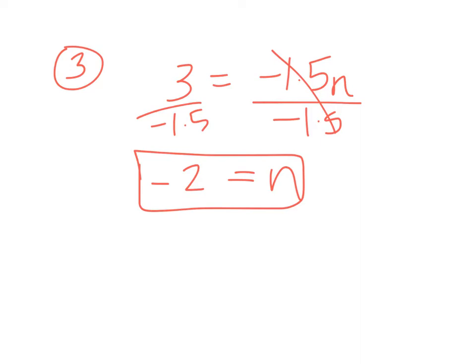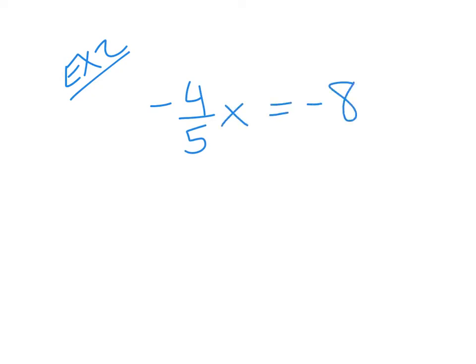Okay, so now let's see what it looks like with a fraction. Go to example 2. I have negative 4/5 x equals negative 8. Now this is 4/5 times x, right, on the left-hand side here? So you would think we're going to do division, correct? But since it's a fraction, when you divide fractions, what are you actually doing? You're finding the reciprocal and then multiplying. So instead of dividing by 4/5, I'm going to flip that and say 5/4 and multiply.